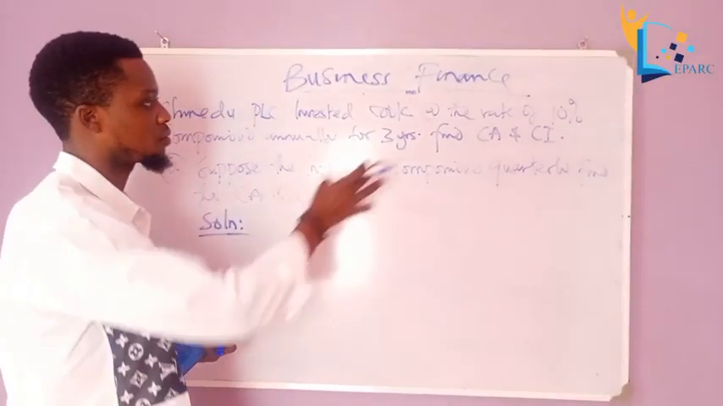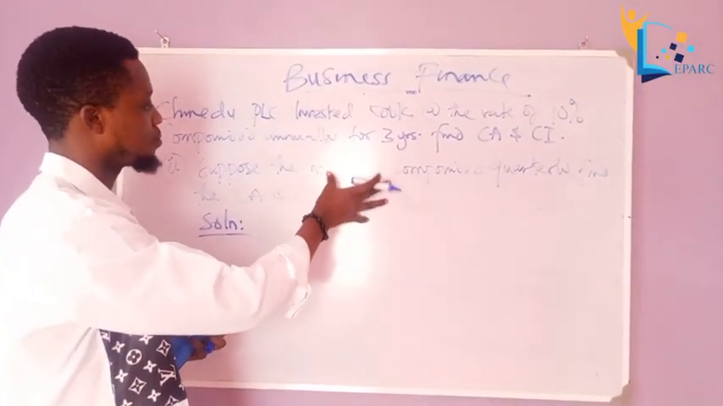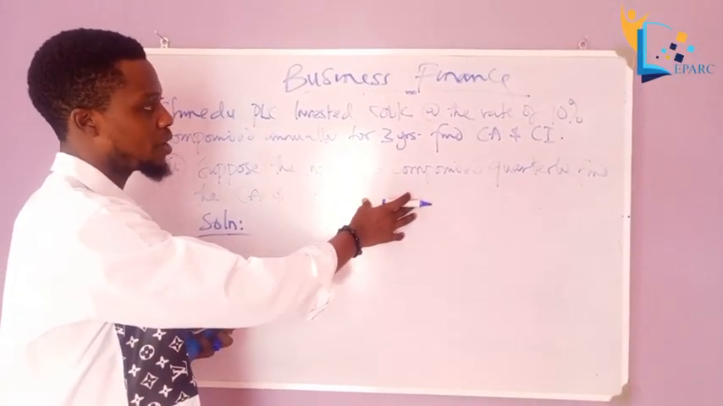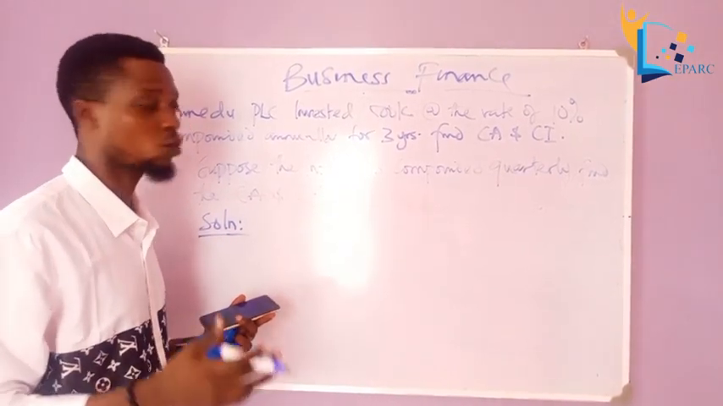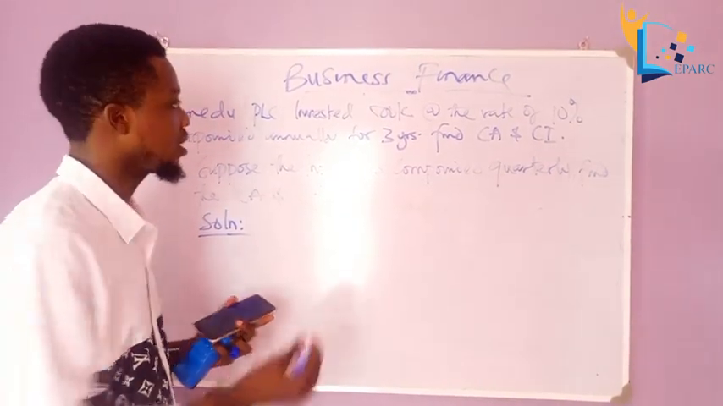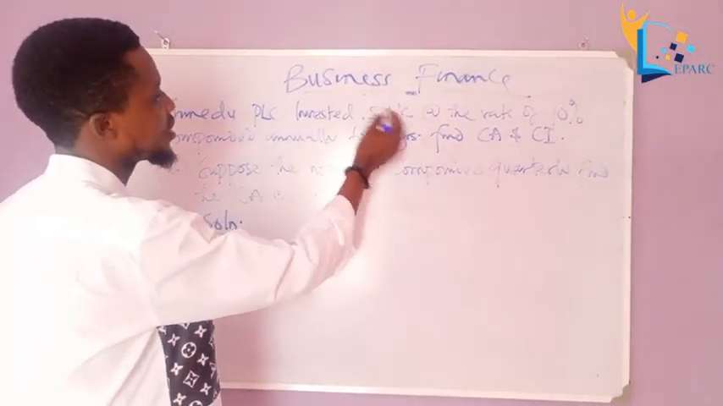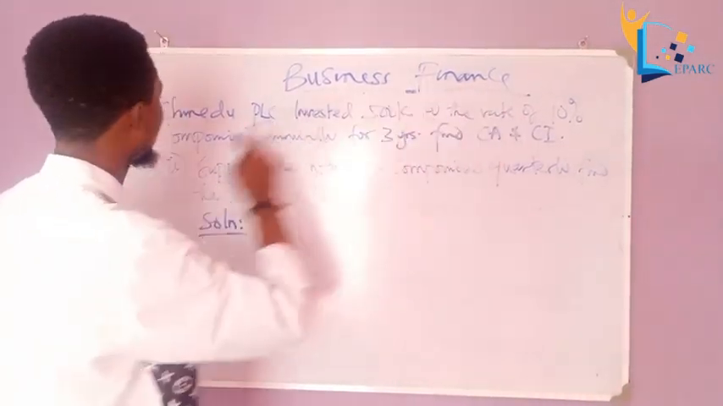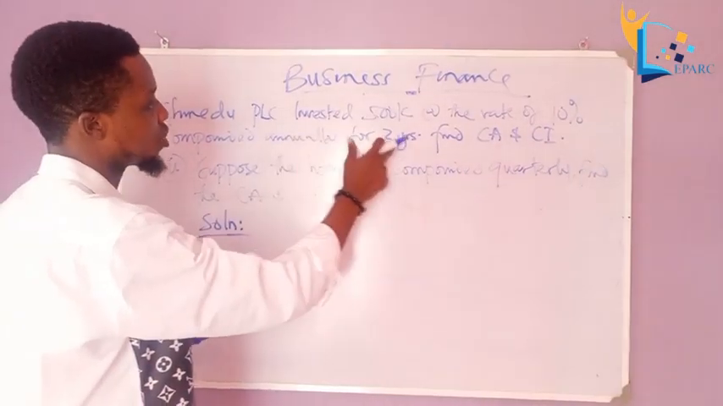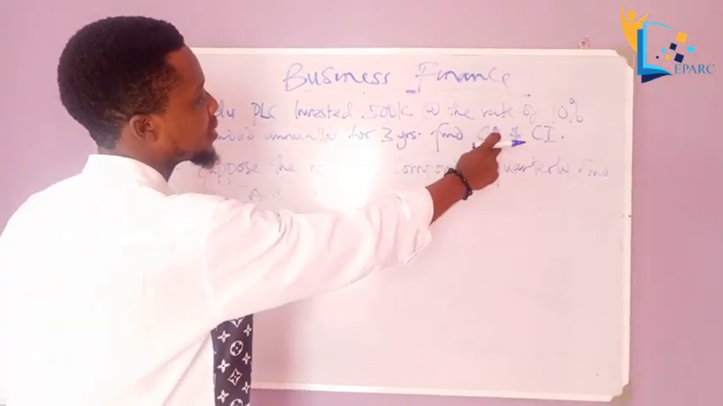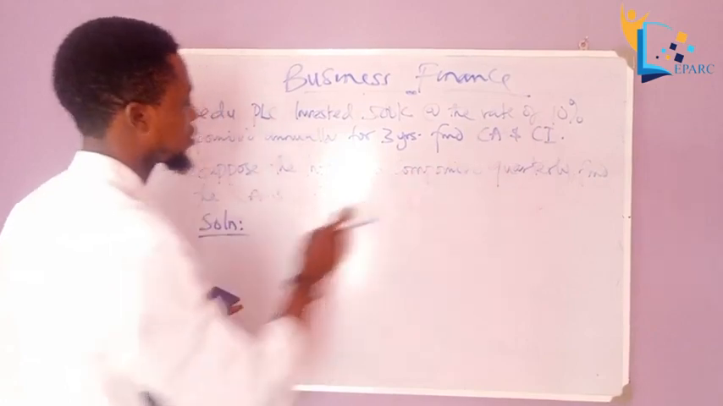So now I've gone ahead to write out a problem here so that we can solve behind the camera too, in order to save time. Okay. All right. So we have Chinedu PLC invested 500k at the rate of 10%, compounded annually for 3 years. Find compound amount and compound interest.